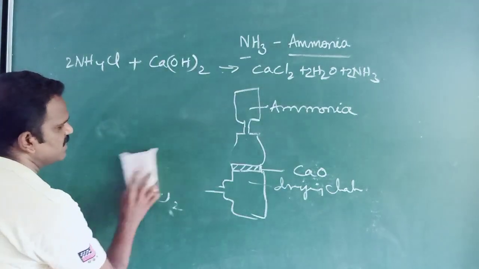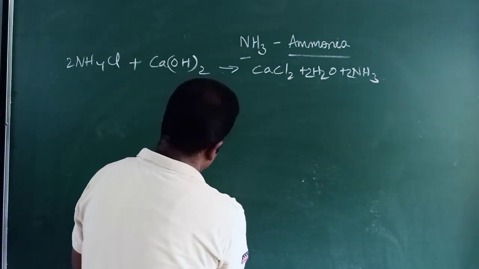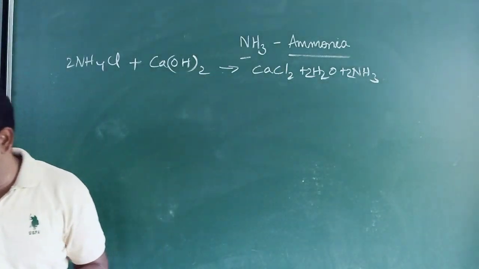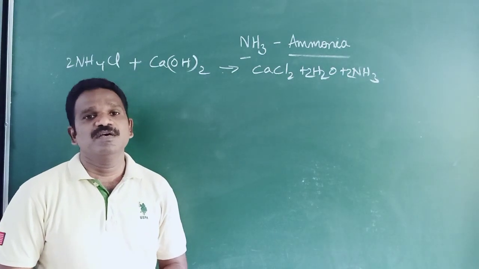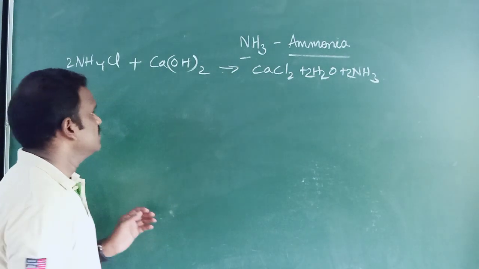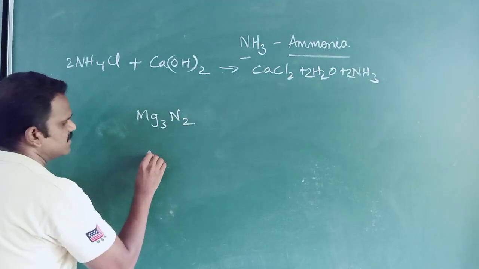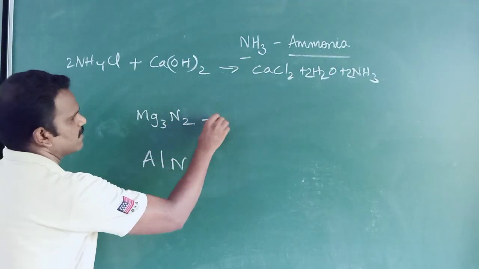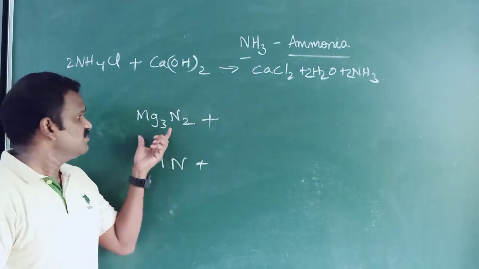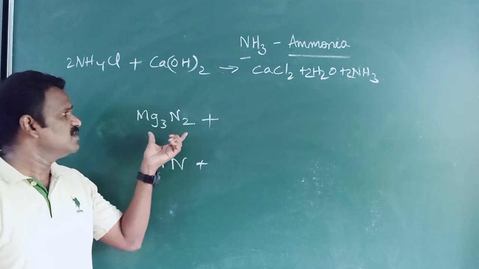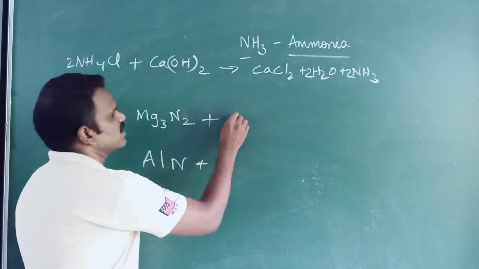Also, ammonia can be prepared from metal nitrides. The second method of preparation of ammonia is, we can prepare ammonia with the help of metallic nitrides like Mg3N2 and AlN. How can we prepare it through metallic nitrides? We can take metal nitrides like magnesium nitride and aluminum nitride with the help of water.